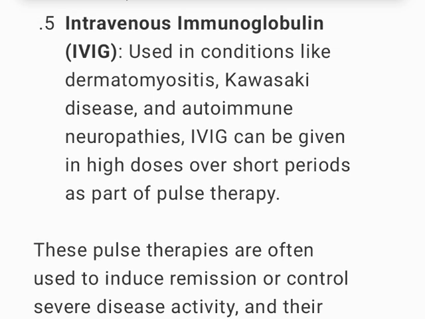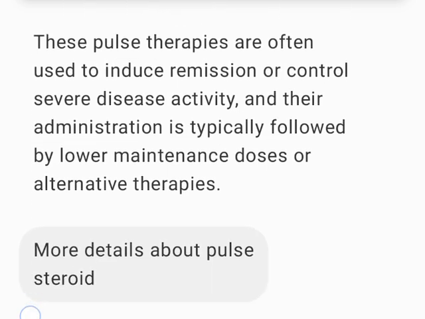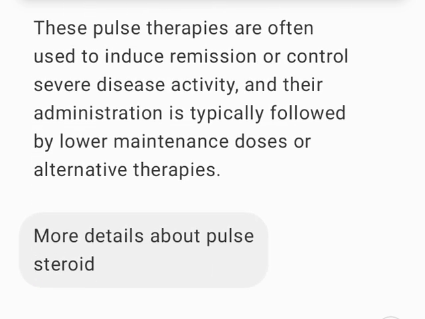5. Intravenous immunoglobulin, IVIG, used in conditions like dermatomyositis, Kawasaki disease, and autoimmune neuropathies. IVIG can be given in high doses over short periods as part of pulse therapy. These pulse therapies are often used to induce remission or control severe disease activity, and their administration is typically followed by lower maintenance doses or alternative therapies.